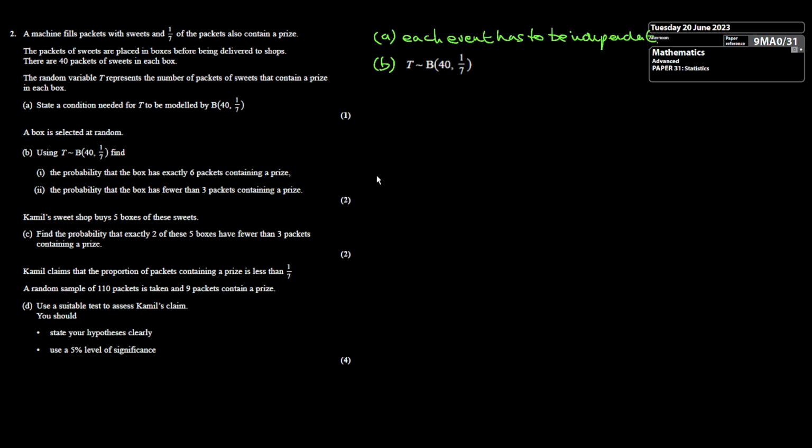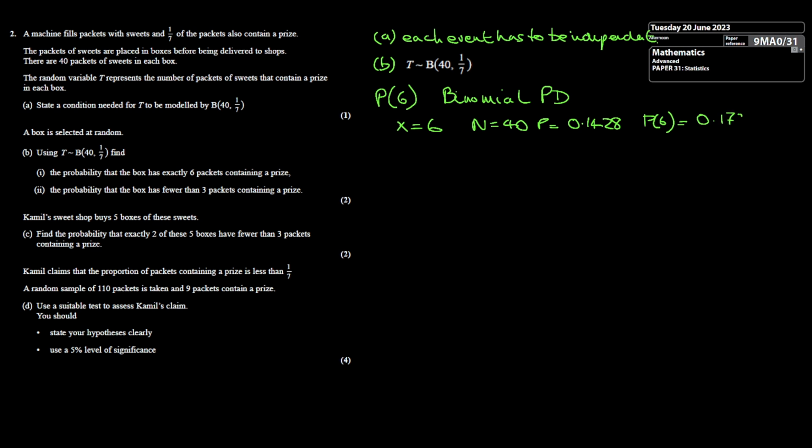So part B. And here is our distribution, and we've been asked to find the probability that the box of 40 contains exactly 6 packets. So if we want the probability that exactly 6 packets contain a prize, P6, we need to use the binomial probability distribution function on the calculator. And the calculator needs that value of 6, and it needs n is equal to 40, and it needs p is equal to 0.1428, or 1 over 7. Hitting equals, we get the probability that 6 is equal to 0.1727, and on it goes. And that's the answer to part 1.